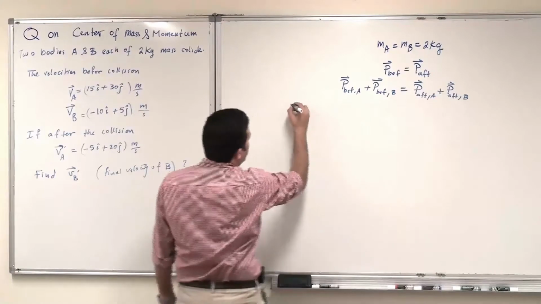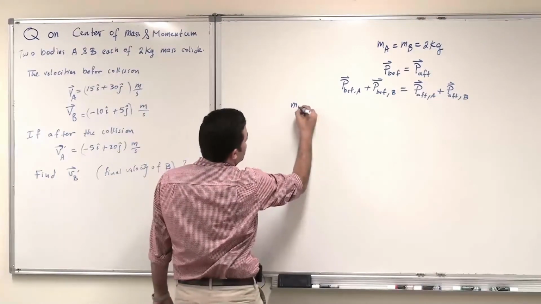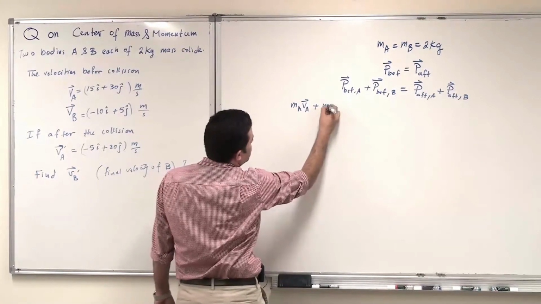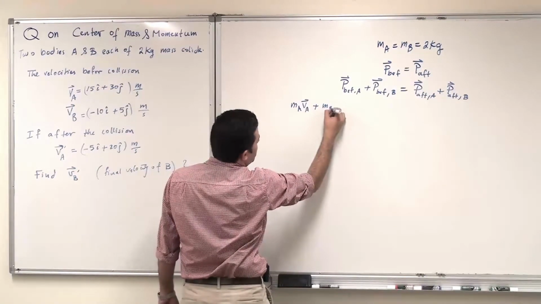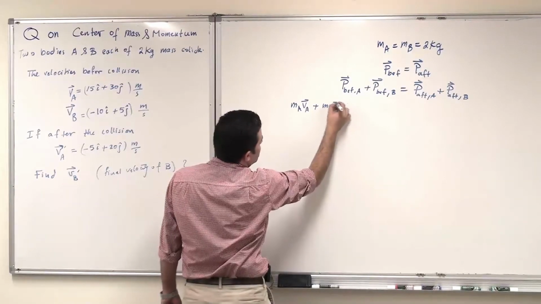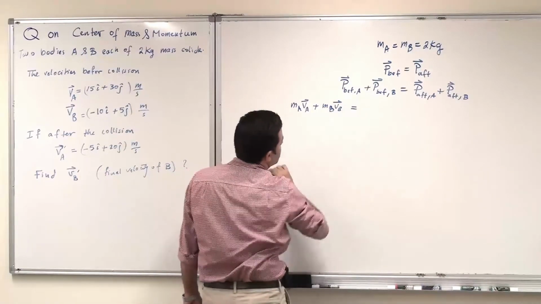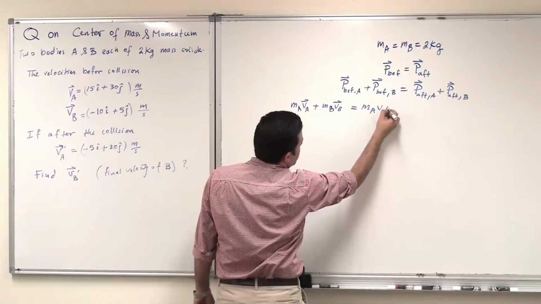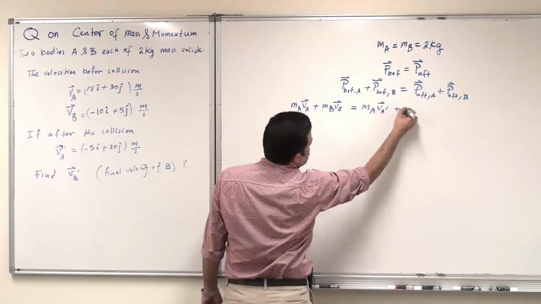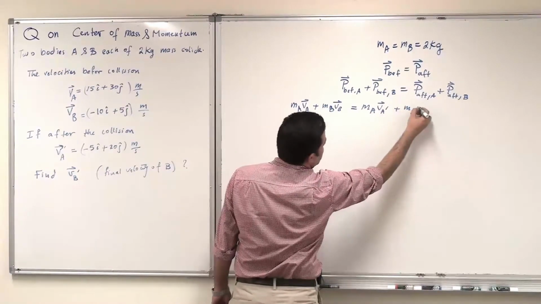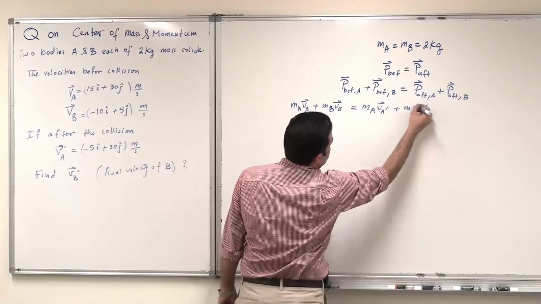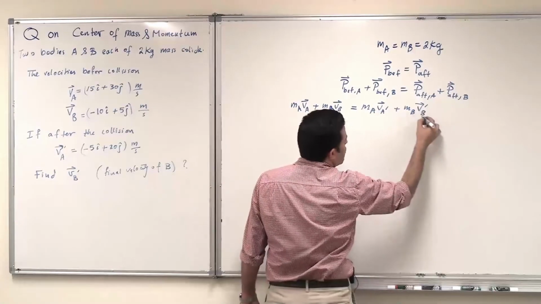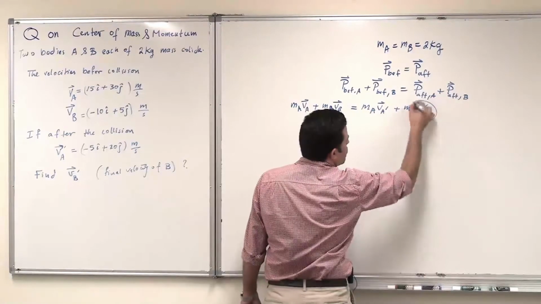which means this is made of M1 or MA VA plus M2 or MB VB should equal MA VA prime plus MB VB prime. So this is what we want to find. This is the velocity final. This is what we want basically to find.